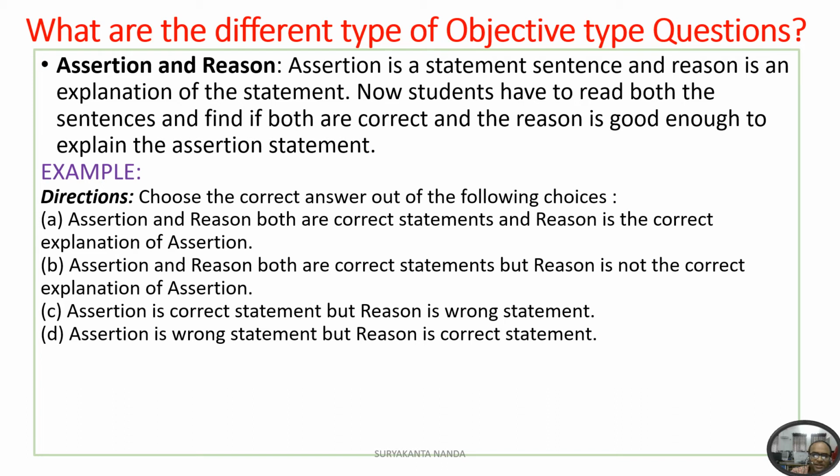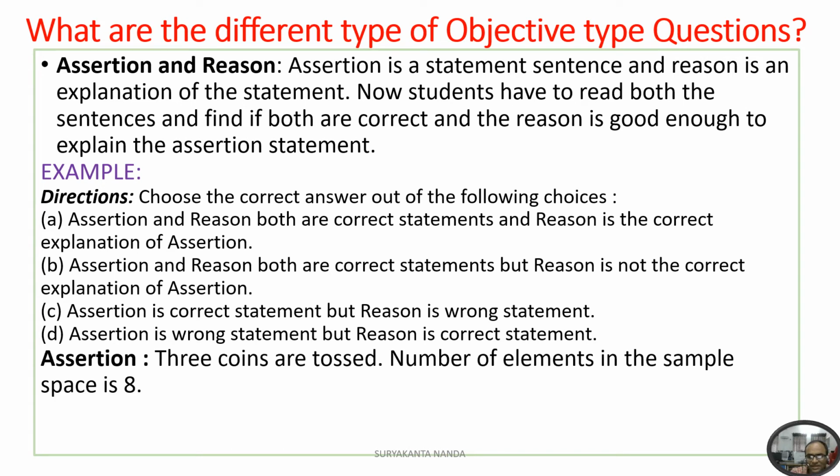Choose the correct answer out of the following choices. Choice number 1, assertion and reason both are correct statements and reason is the correct explanation of assertion. Choice number 2, assertion and reason both are correct statements but reason is not the correct explanation of assertion. C, assertion is correct statement but reason is wrong. And fourth one, assertion is wrong but reason is true, correct.